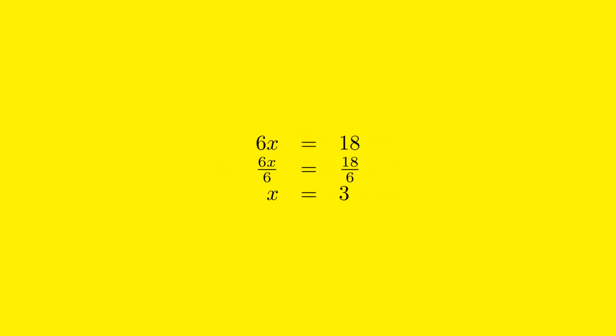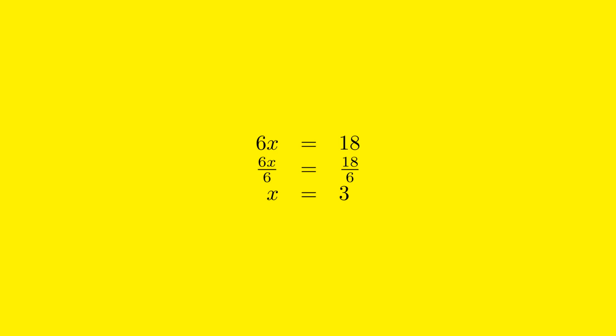Now we have the simplified equation 6x equals 18. Next, to isolate x, we need to remove the 6 that is multiplying x. To do that, we will divide both sides of the equation by 6. This step is necessary because dividing both sides by the same number keeps the equation balanced.